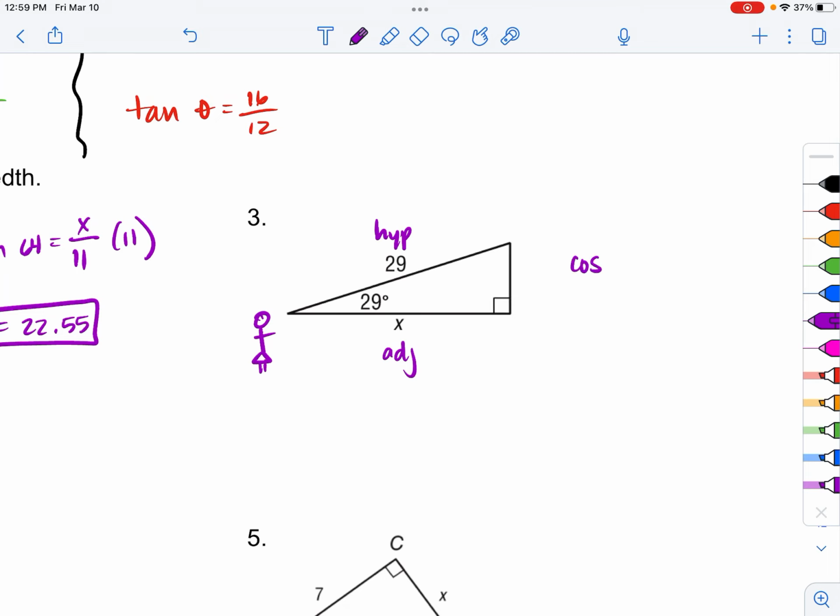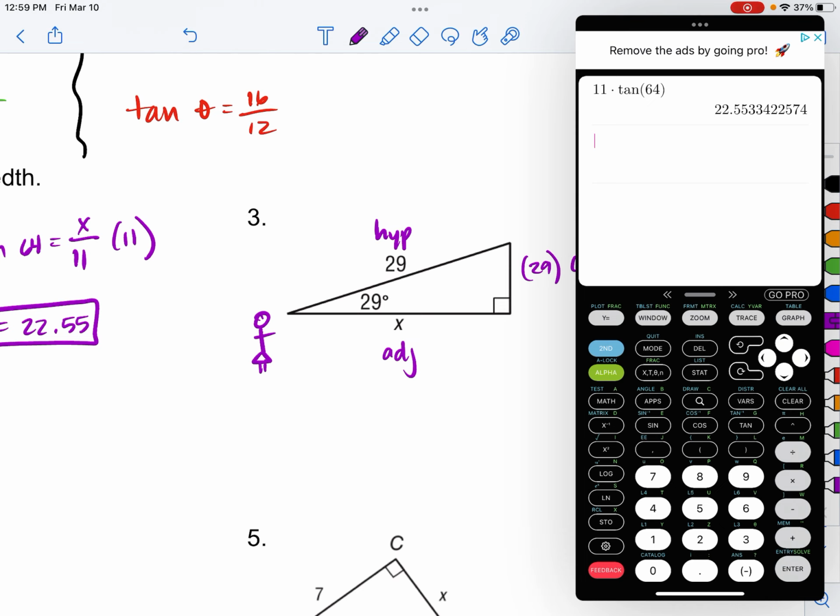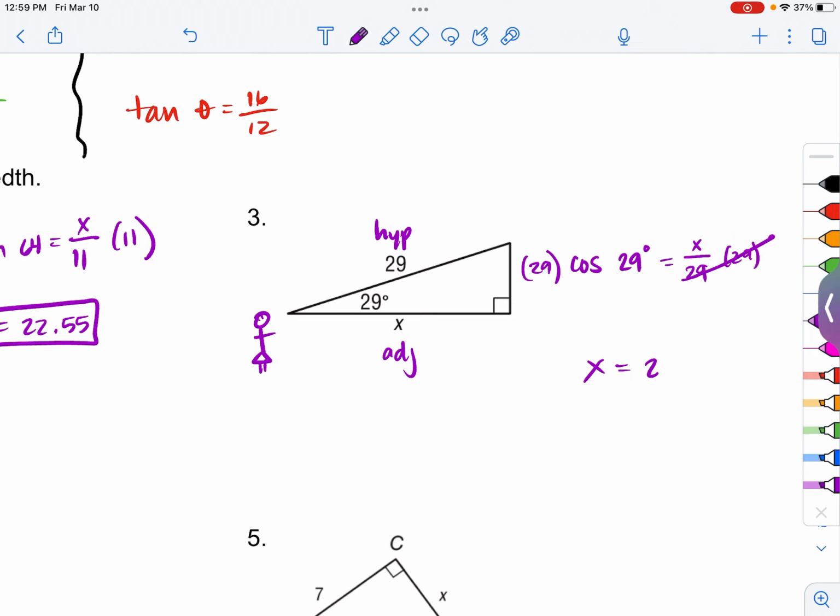So we're going to do cosine of theta, which is cosine of 29 degrees, is equal to adjacent over hypotenuse, which is x over 29. So once again, to get x by itself, we multiply both sides by 29. The 29's on the right cancel. And then we can say x is equal to, and then in your calculator, we can do all of this work at the same time. 29 times cosine of 29 degrees is equal to 25.363, which will just stay rounded to 25.36. We are done.